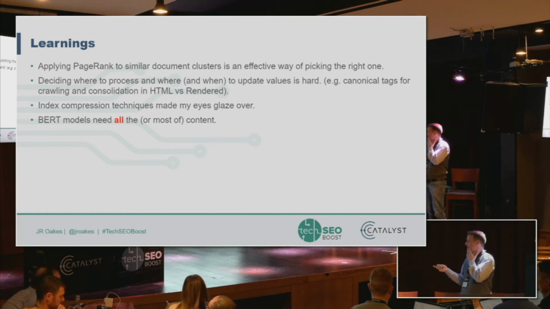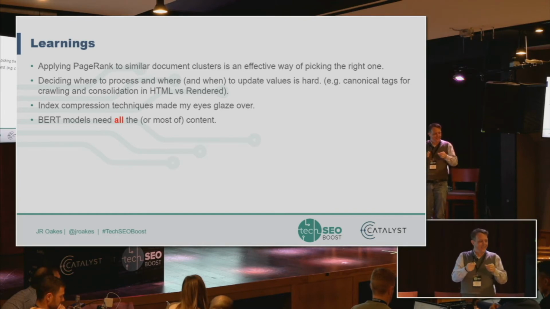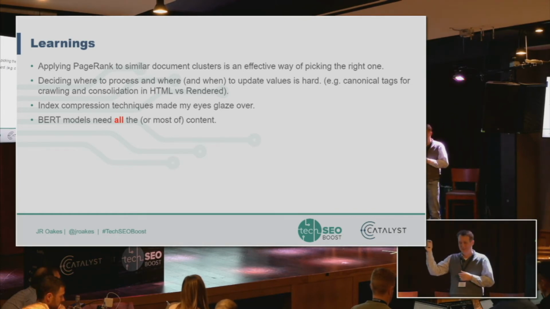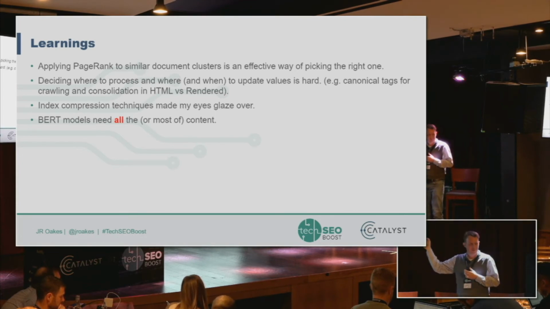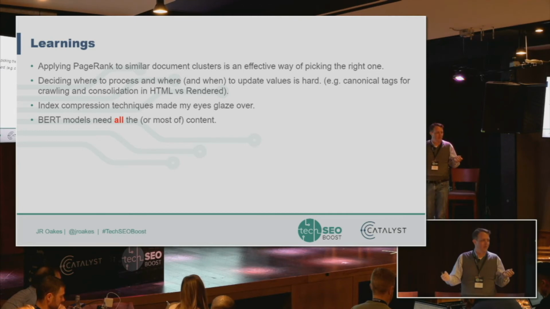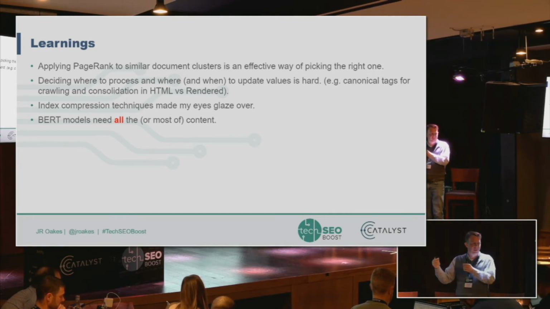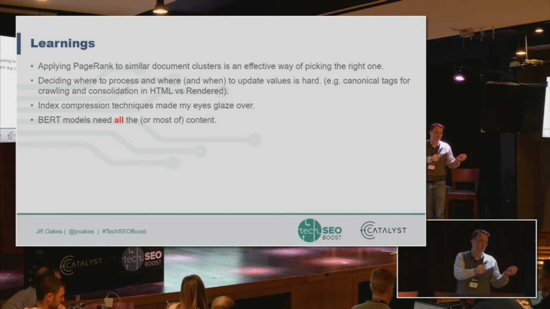Like canonical tags for crawling and consolidation in HTML versus rendered. Canonical tags can be in so many different places, even in the header response, and it can be different from crawling to rendering. And where do you take that, and what do you take the authority of that, and how does that apply to links that you have to crawl? How does that apply to the PageRank? It's very complicated.